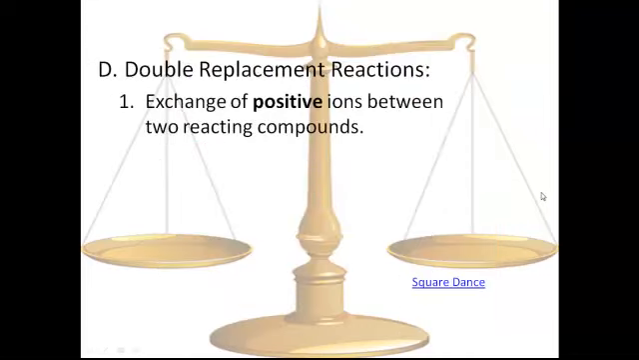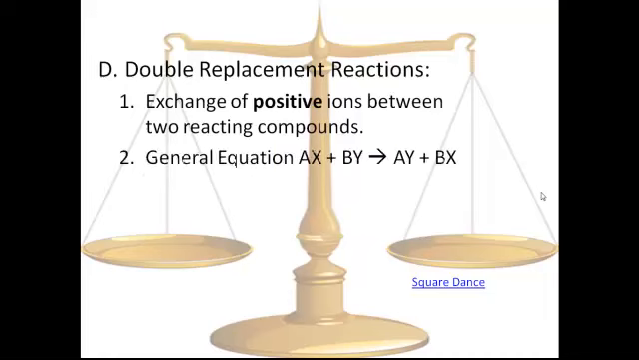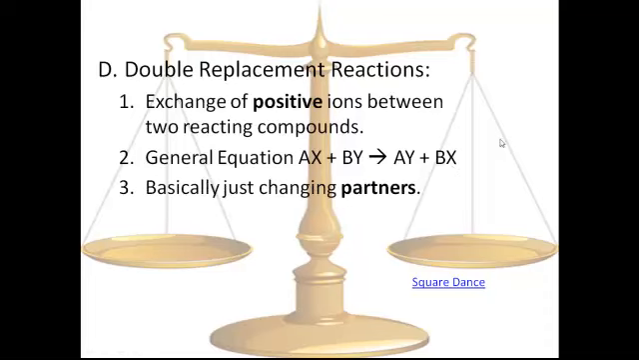A double replacement reaction is a fun one. This is one where you have 2 pairs that change partners. So you have this exchange of positive ions, so my A and my B are with X and Y. On the other side, the A and the B are with Y and X. It's kind of like square dancing. You're basically just changing partners. So you're exchanging the positives or exchanging the negatives.